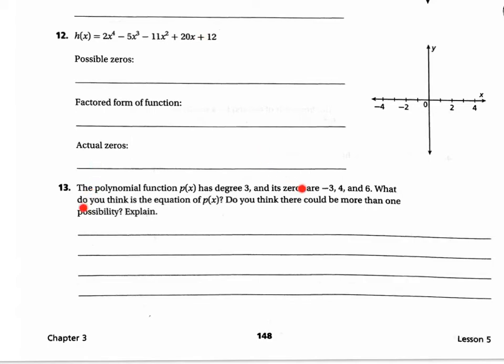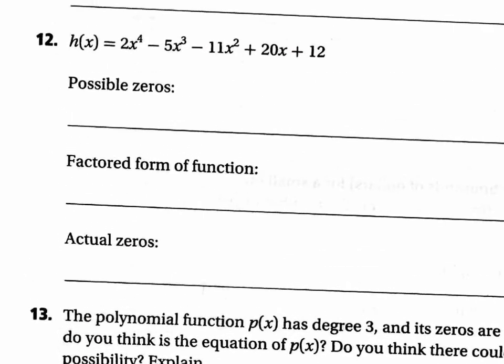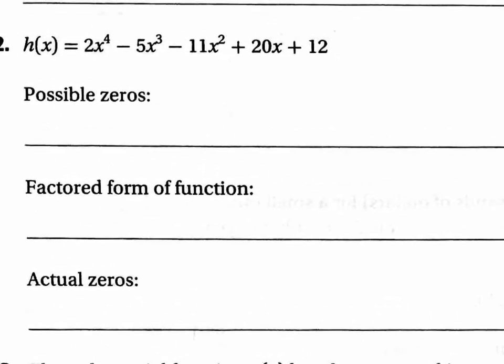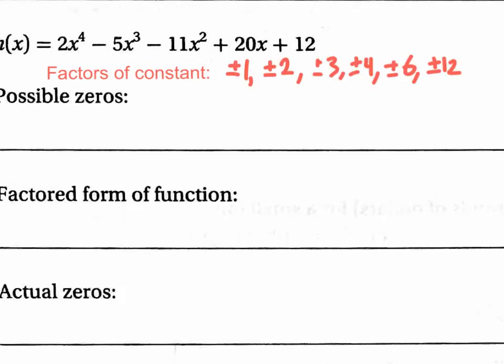So let's zoom in a bit here, and let's do the factors of the constant. And the factors of the constant are plus minus 1, plus minus 2, plus minus 3, 4, 6, 12. How do I get that? You got to think, what times what gives you 12? Well, 1 times 12 gives you 12, or 2 times 6, or 3 times 4.